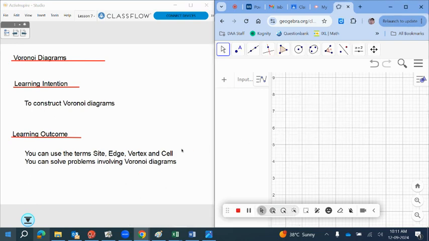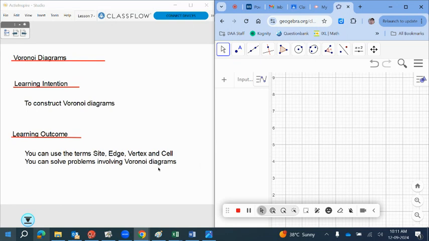Okay, today we're going to look at Voronoi diagrams. So with a Voronoi diagram, we want to learn this vocabulary, make sure we learn the terms site, edge, vertex, and cells, and that we can solve problems using Voronoi diagrams.